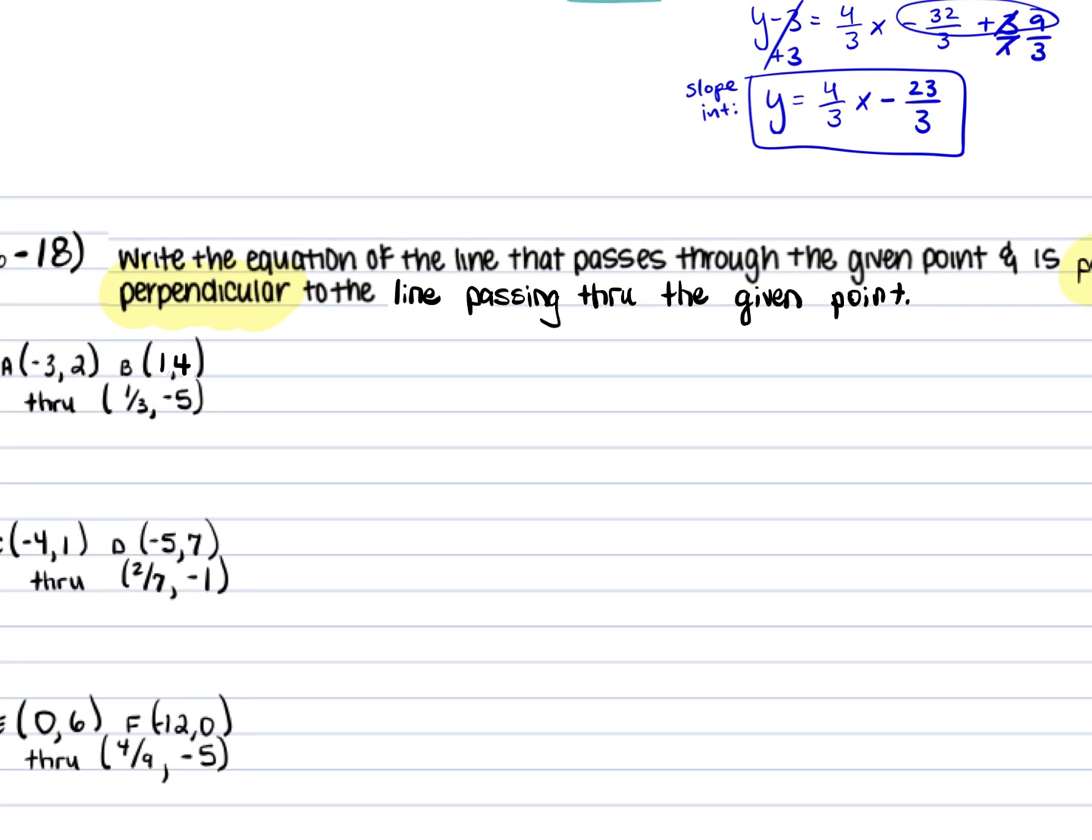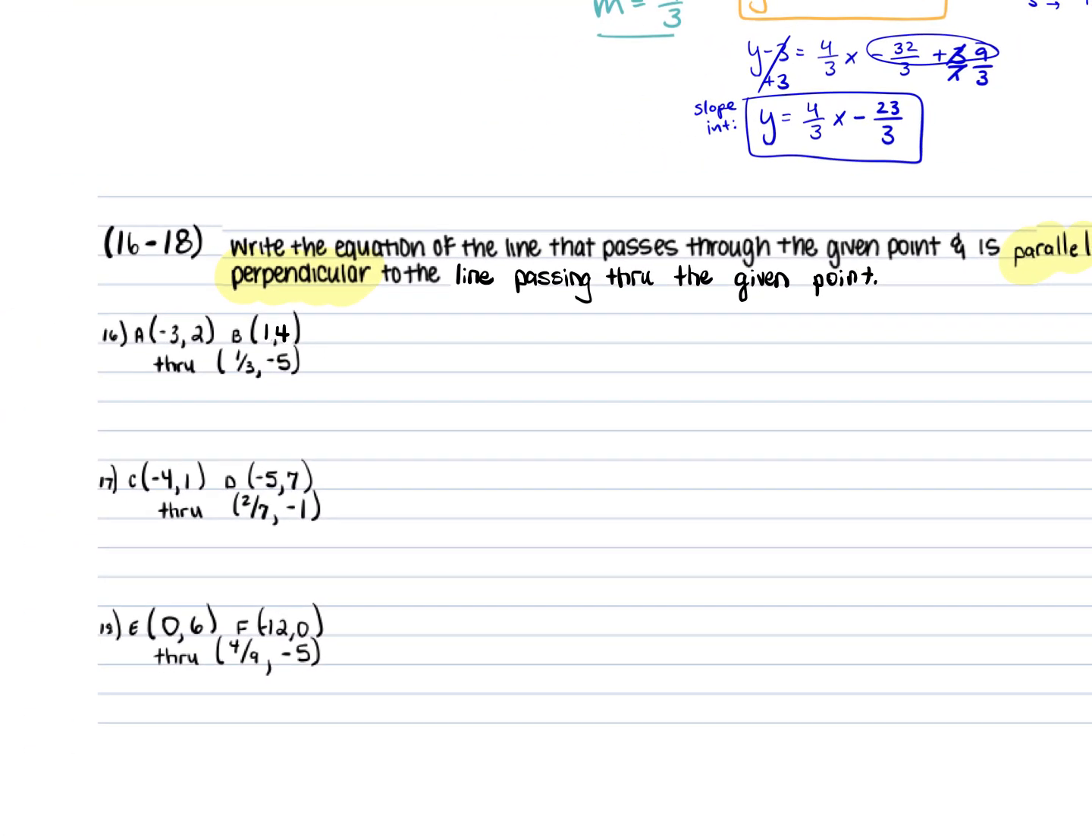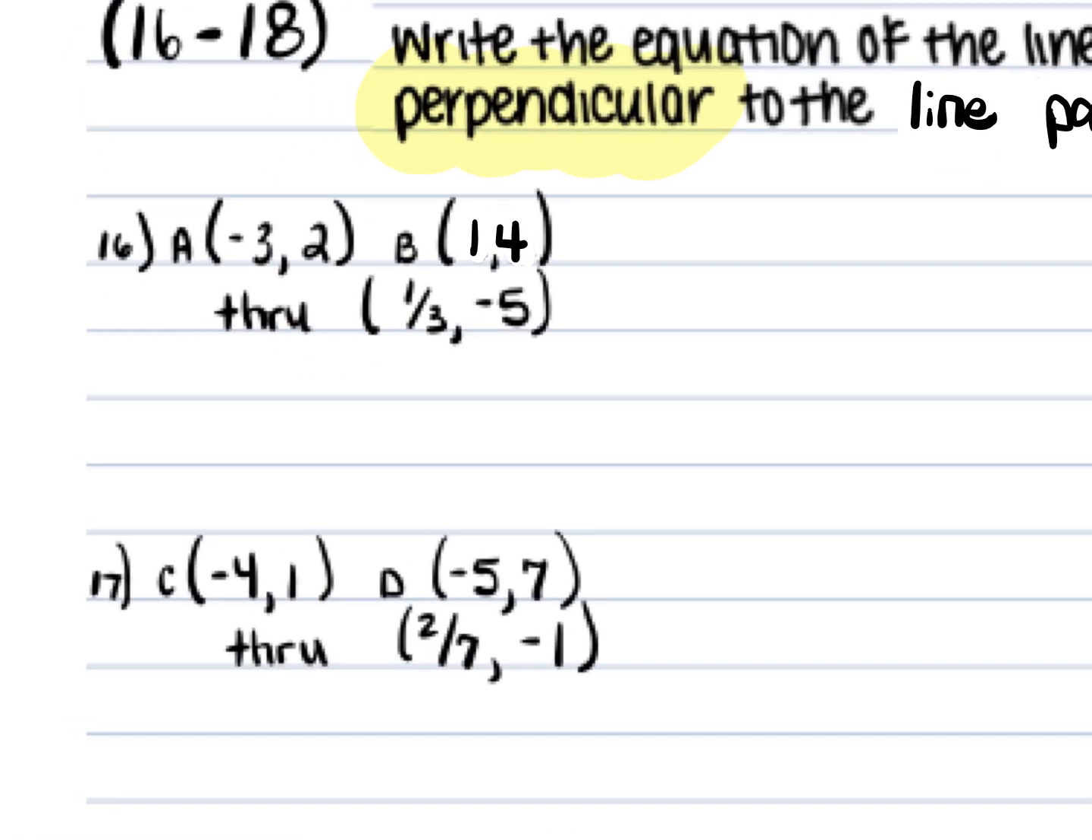All right, let's go down to number 16. It says write the equation of a line that passes through the given point and is parallel to the line passing through the given points. So this is going to be our line. The new line is going to pass through the third point that we have. So we're kind of doing the same thing that we were doing in the last couple questions, but instead of giving us an equation, it gives us 2 points.